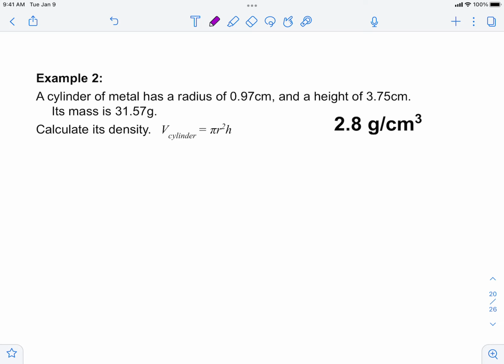All right, a cylinder of metal has a radius that's given, and they give us a height, and they give us the mass. We want to find its density. So if density is mass over volume, and the mass is already given, in order to find the density, we need the volume. So we have the equation for the volume of the cylinder, and we have the radius and the height. So we need to determine what the volume is, and we'll substitute.